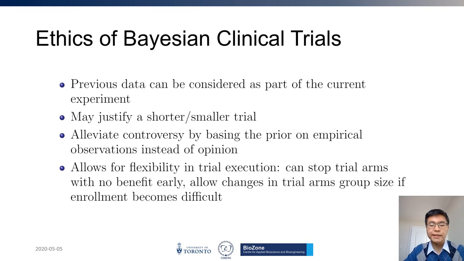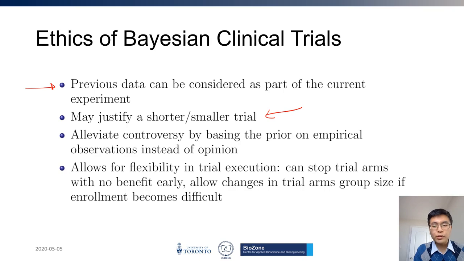So as I mentioned, the FDA is shifting towards a more Bayesian approach to its approval process. And why are they doing that? Here are some of the benefits that they outlined in a recent document on Bayesian approaches to clinical trials. So the most obvious benefit is that the use of the prior can allow the use of previous data as part of the current experiment. And a very good benefit of this is that it could reduce the number of subjects you enlist for your trial, and it could justify a shorter trial.